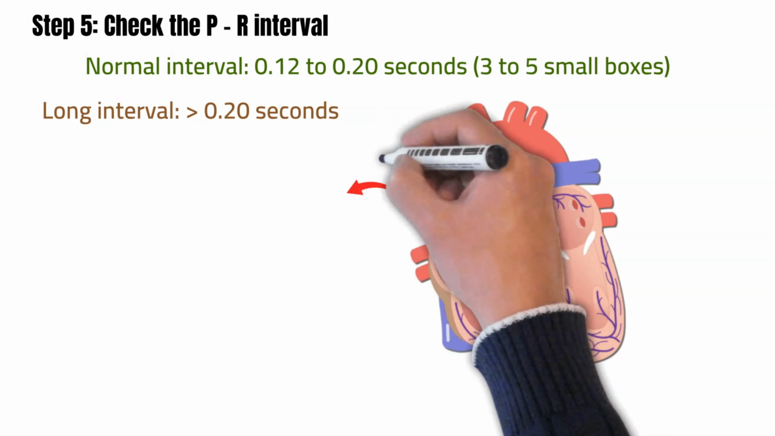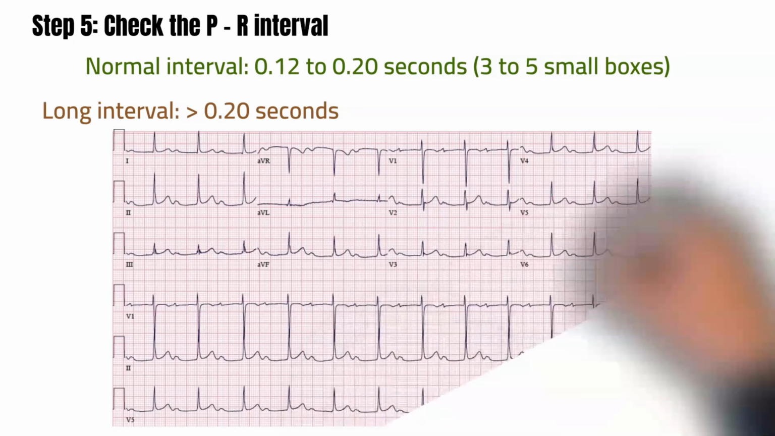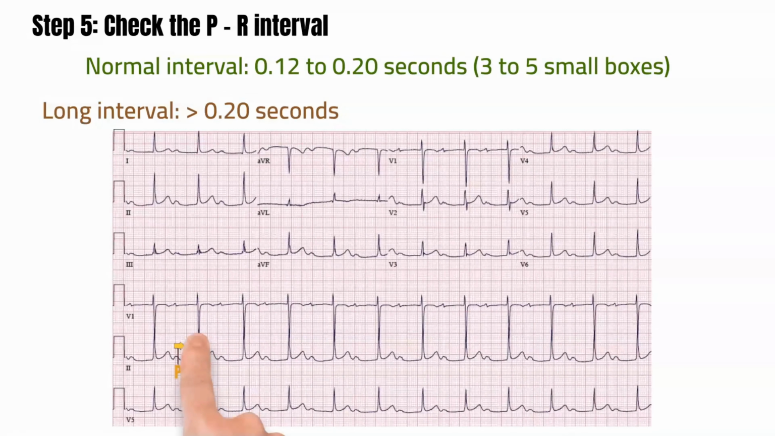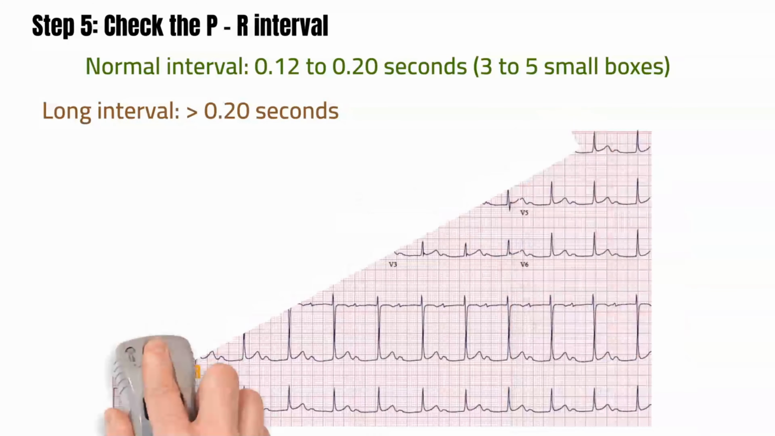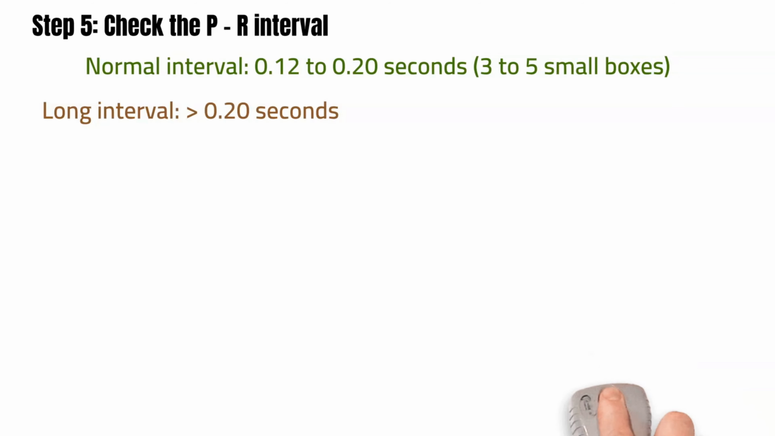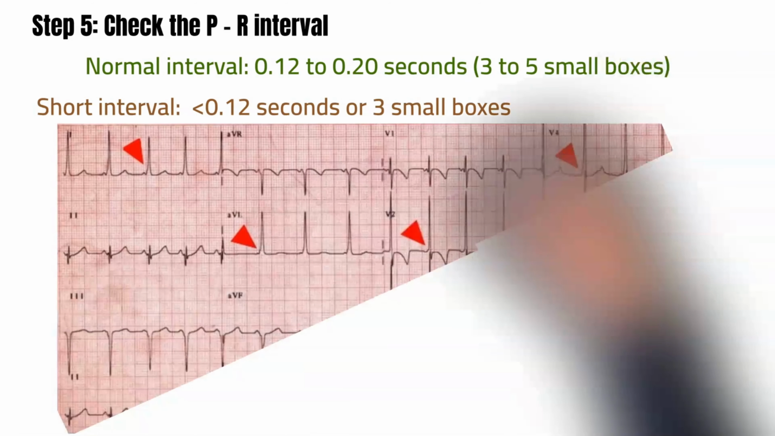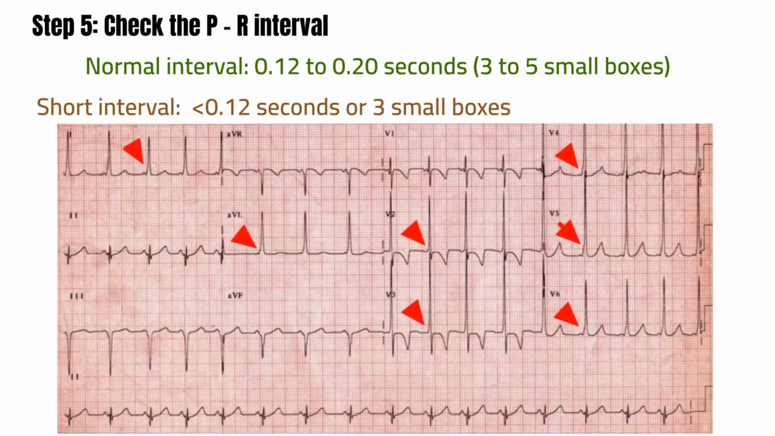So, examine this ECG sample. As you can see, the PR interval is evidently long. Whereas, a short PR interval, less than 0.12 seconds, may be associated with a pre-excitation syndrome such as Wolff-Parkinson-White syndrome or junctional arrhythmia. This is an example of Wolff-Parkinson-White syndrome.